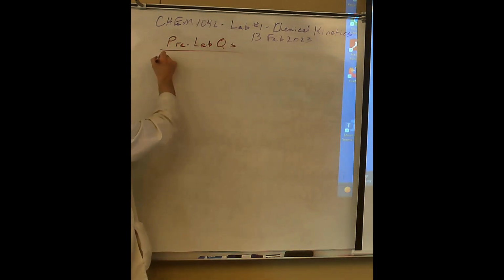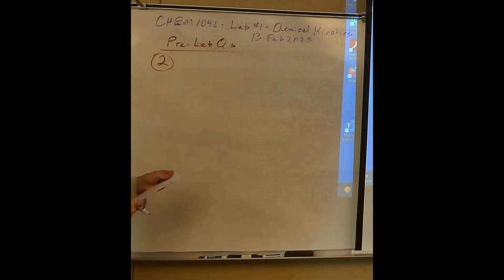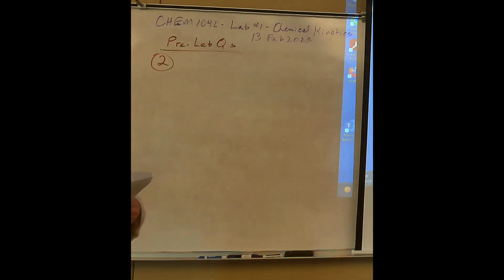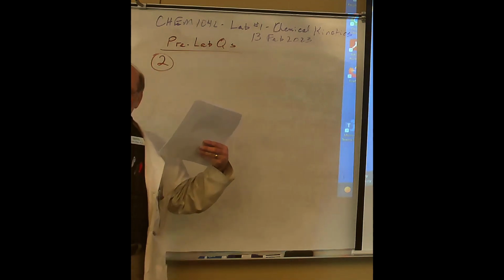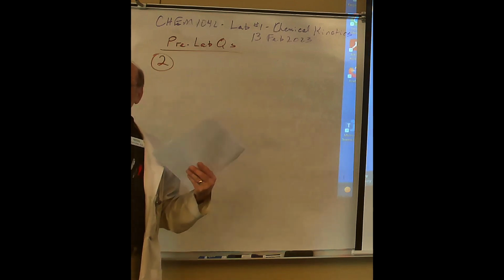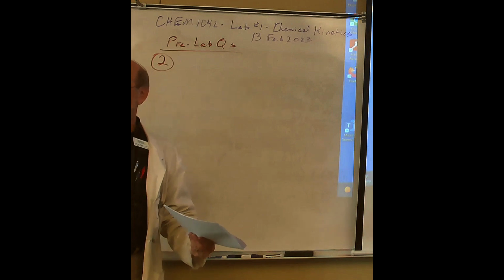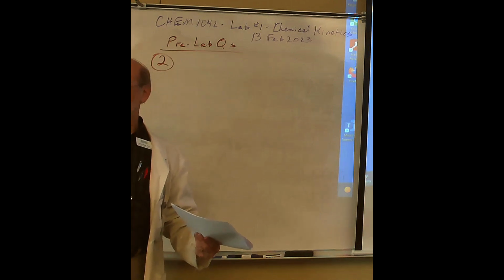Okay, number 2. How many grams per liter of sodium chloride are required in order to prepare a solution with a concentration equivalent to the solution in question 1? Why do we need to do that? Why do we need an equivalent molar concentration of sodium chloride to the bleach? No idea?